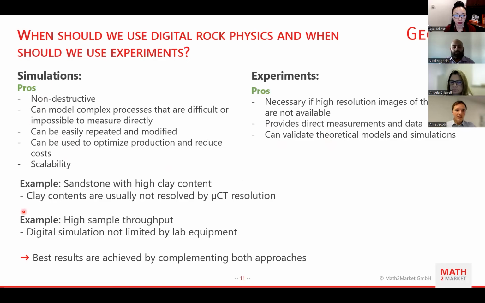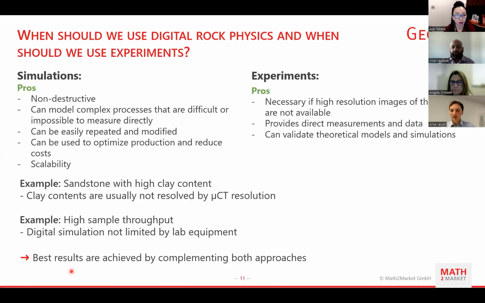I have written down here the examples as well, which I've already mentioned. Sandstones with high clay contents may require some experiments, while if you want to have a higher sample throughput, I would rather go for the digital simulation and not for the experiments, which are limited by lab equipment. So in the best case, both methods complement each other and allow you to obtain the best possible results, with high confidence for your reservoir.